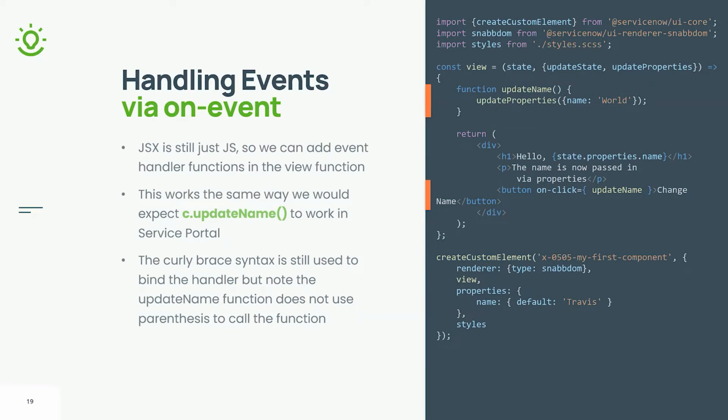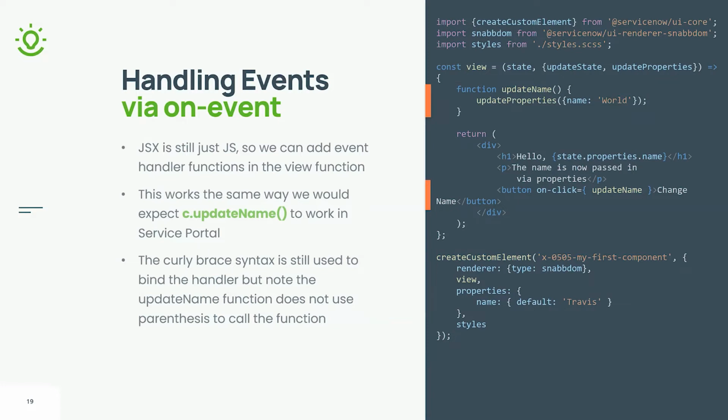So we can create event handler functions the same way that we would in vanilla JavaScript. And this is going to be roughly equivalent to your c.handle something in Service Portal, you know, c.update name. So if you look at the second orange dash there, you'll see the update name handler being called in the on-click. And up on that first orange dash, you'll see the update name function being created.